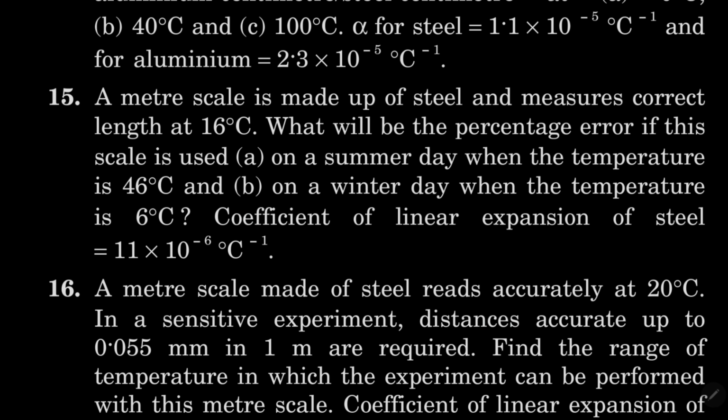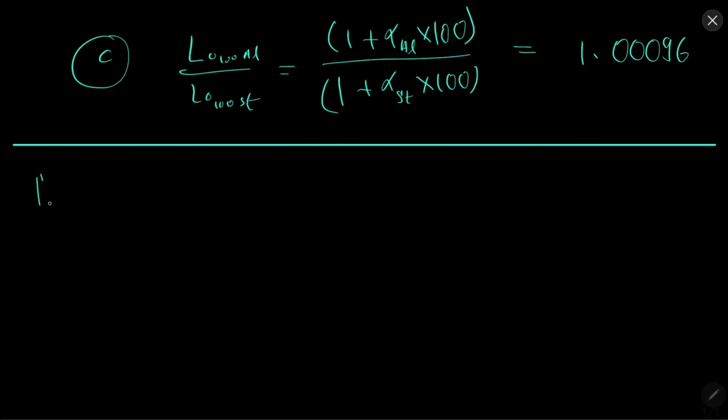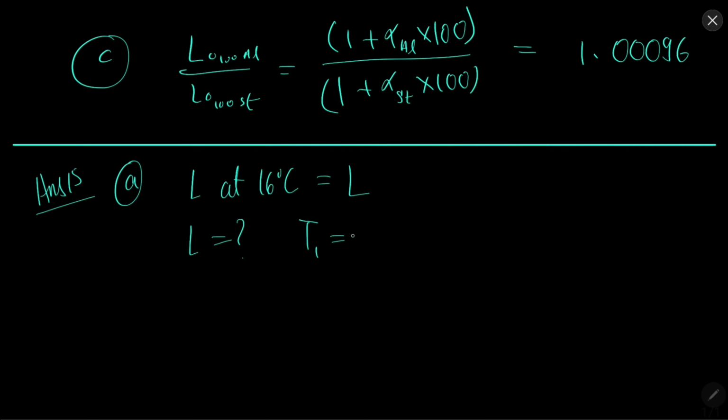In question 15, meter scale is given. What will be the percentage error in the scale in various situations? Solution 15. A part, length at 16 degrees Celsius. We need to find this length. Temperature is 16 degrees Celsius. T2 will be 46 degrees Celsius.